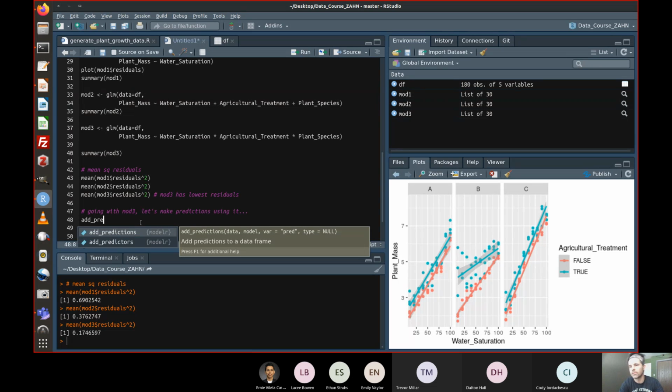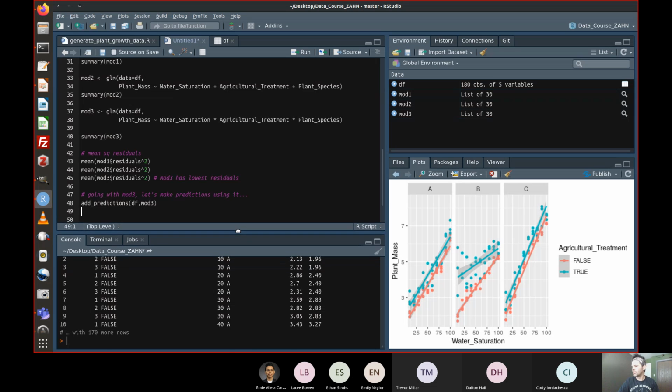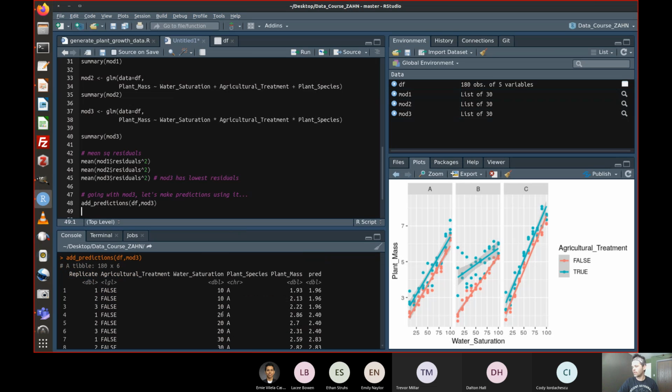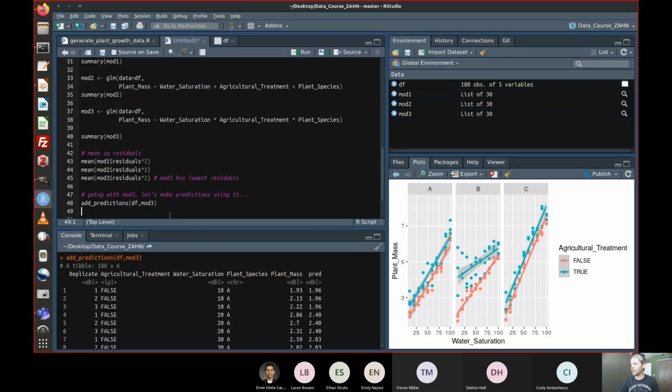So our modelr package gives us add_predictions, which is real handy. We give it some data, which is our data frame. We give it a model, mod3. Let's take a look. It's really that simple. So here's df. It's got five columns. add_predictions gives us six. So this new column is called pred by default. You can name it something else if you wanted to.